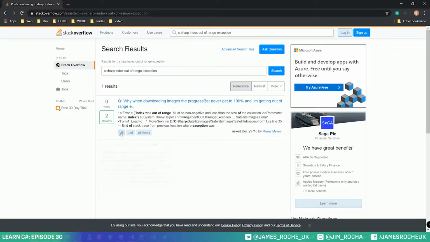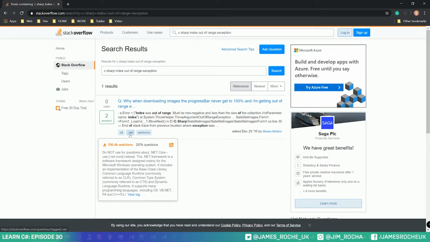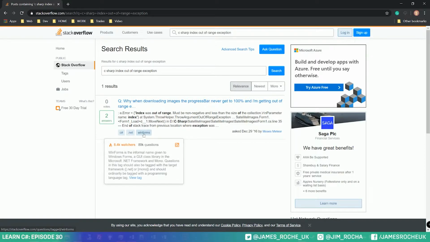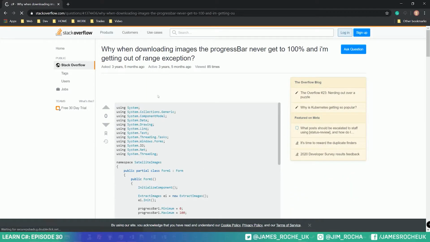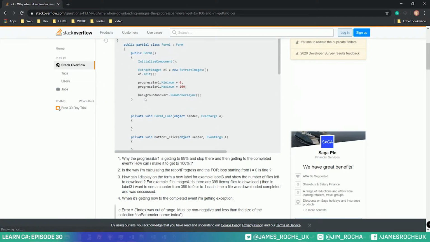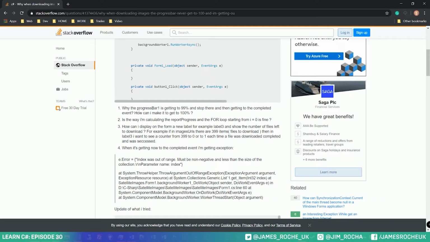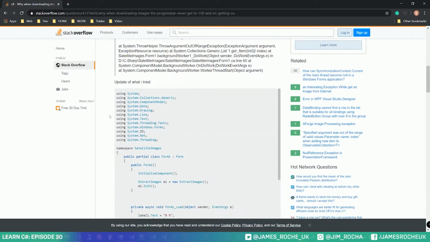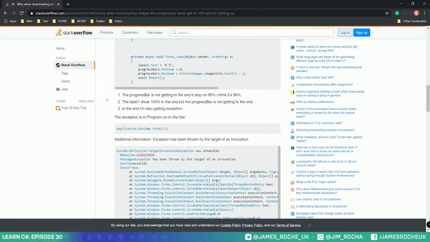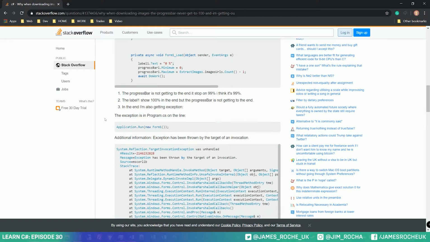You can see that they tagged the question into C#. They also tagged it into .NET because they were looking at .NET. And actually this person was using WinForms, which is actually something we're going to cover very soon. And so they asked this question, they posted up some code from their program. They've described what was going on, what they were doing, what they were trying to achieve. And they've been very, very detailed. The more detail you give in your questions, the more likely you are to get a high quality answer.